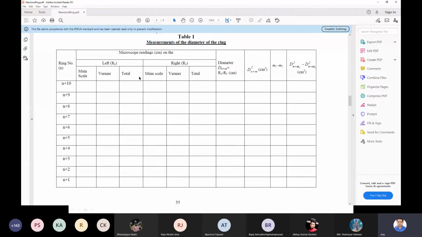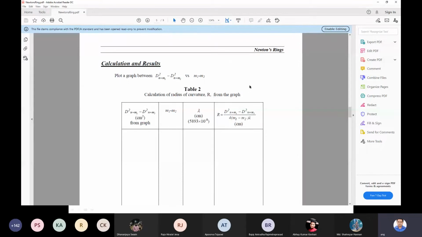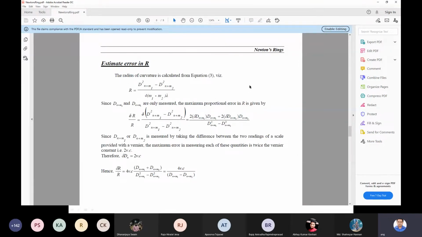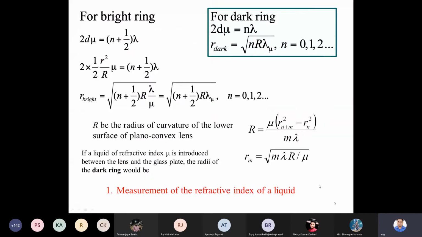So main scale, vernier scale, then you have the total, and then the diameter of the nth plus mth ring. You write r1 minus r2, then measure their squares, take m1 minus m2, and finally you can measure the radius of curvature of the lower surface of the lens. And you can estimate the error. So this is the experiment you are going to perform.